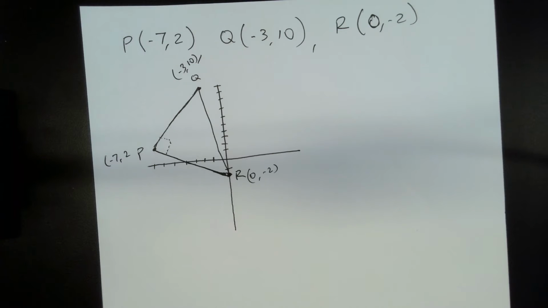Okay, now think back to math 1. The slope. So the slope is another way to determine if 2 lines are perpendicular.